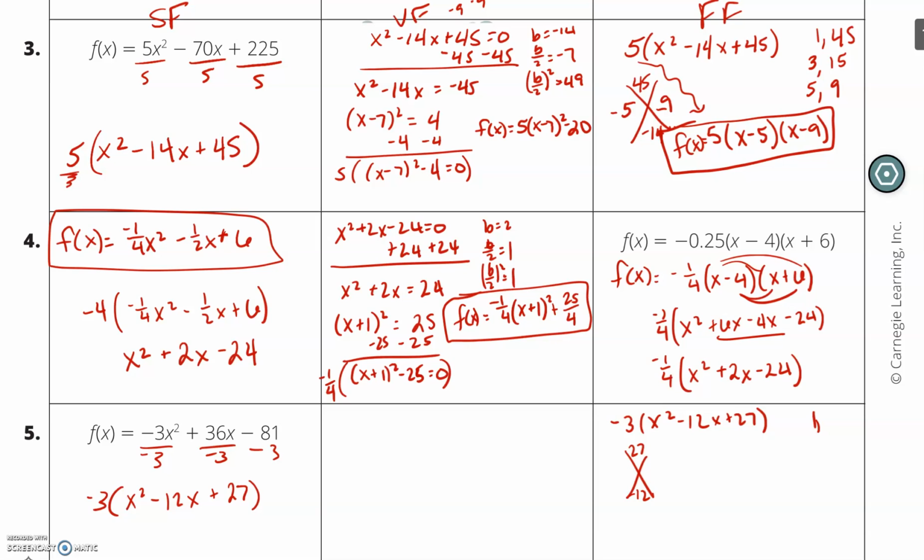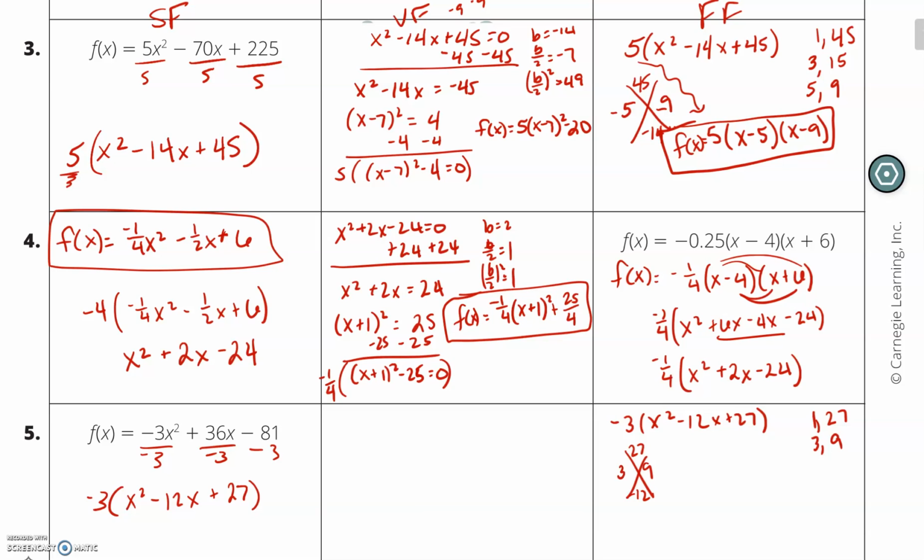So the factors of 27 are 1 and 27. 2 doesn't go into 27, but 3 does. And 3 goes into it 9 times. 4 does not go into 27. 5 does not go into 27. 6 does not go into 27. 7 does not go into 27. And 8 does not go into 27. And we're back to 9. 1 plus 27 would be 28. 3 plus 9 would be 12. So those are the factors we're looking for.